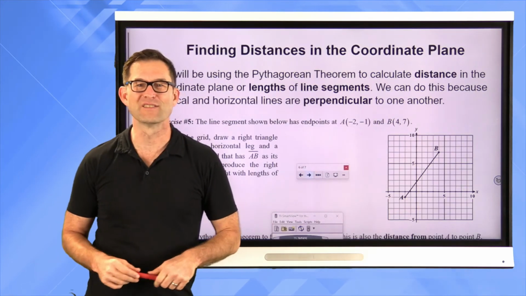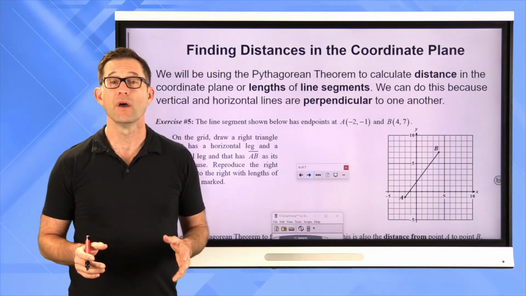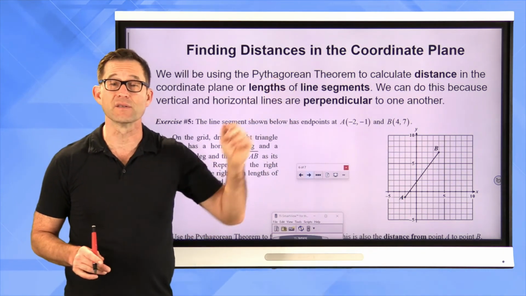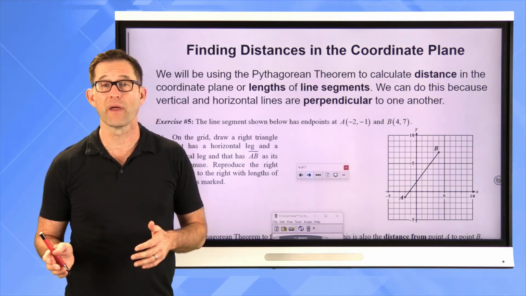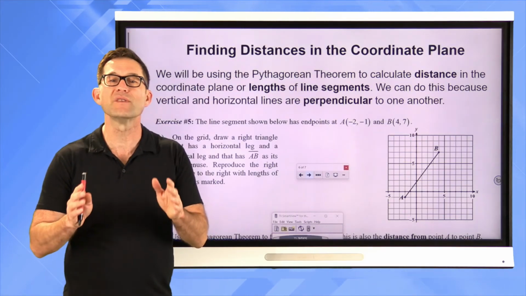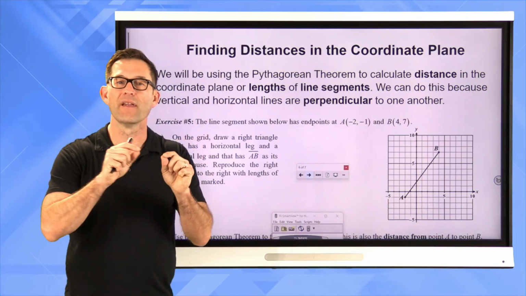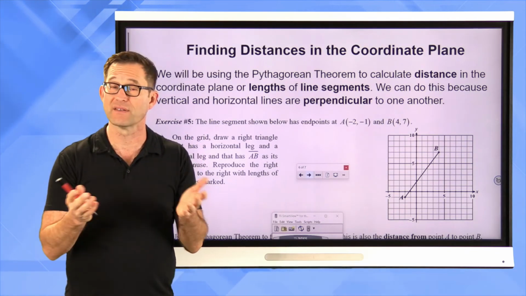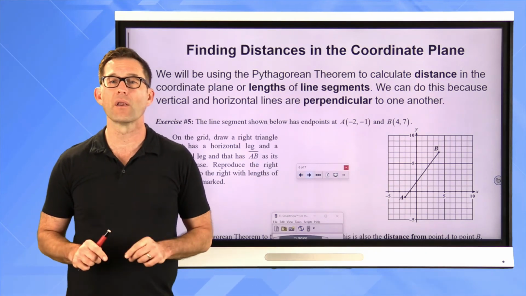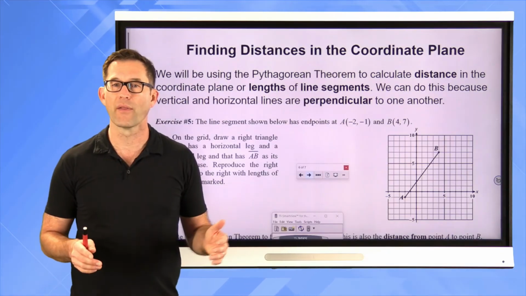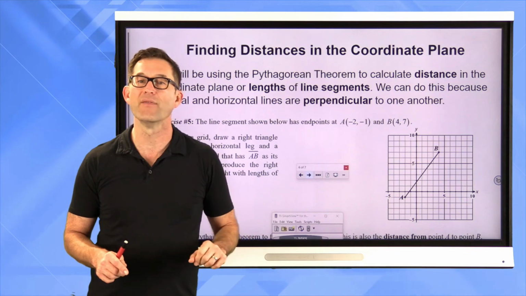Let's use the Pythagorean theorem just a little bit more. Our final piece on the Pythagorean theorem is really where we're driving this bus, which is how we're going to use it to find distances in the coordinate plane. We will be using the Pythagorean theorem to calculate the distance in the coordinate plane or lengths of line segments, and those are the same thing. If I'm talking about the distance between 2 points, that is the same as talking about the length of the line segment that connects the 2 points, and that's pretty critical to understand. Now, we can do this because the vertical and horizontal lines are perpendicular to one another. So every grid line that's horizontal is perpendicular to every grid line that's vertical.